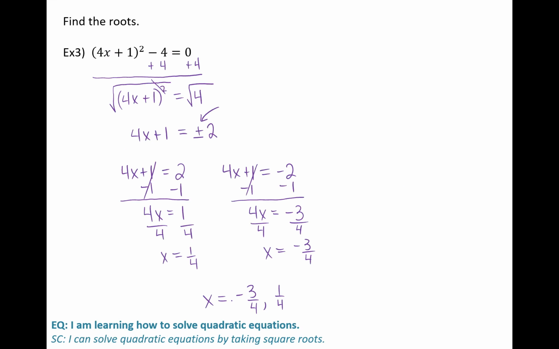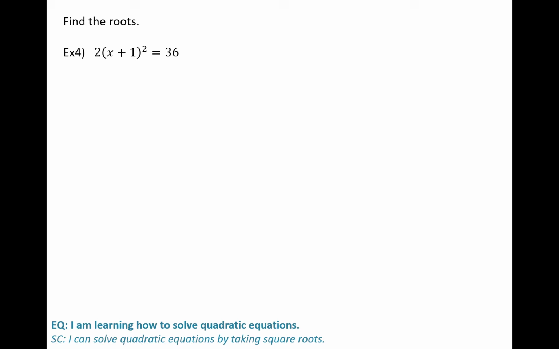Sometimes it will be something like this in example 3, where we have 2 just different numbers. All right, so that finishes example 3. Let's go on to example 4. We're going to continue here solving, finding the roots.